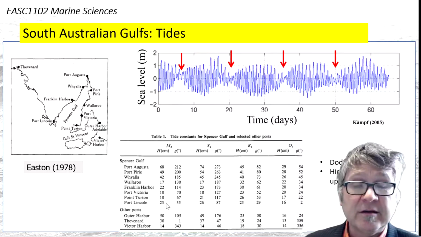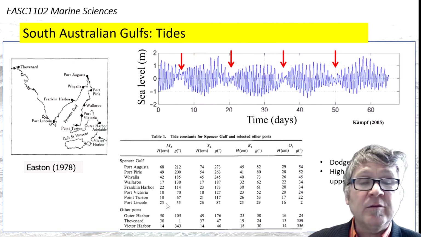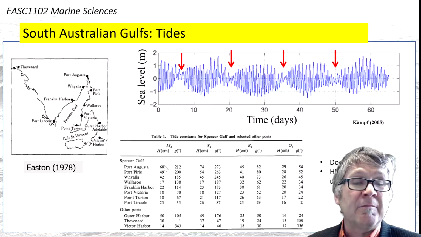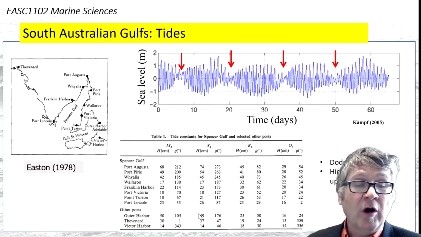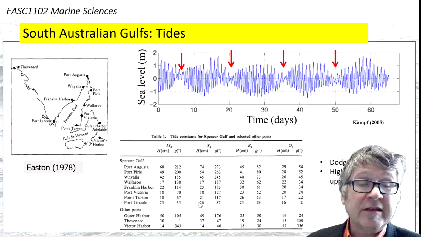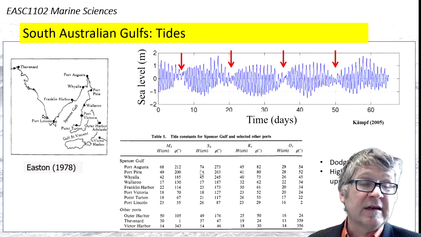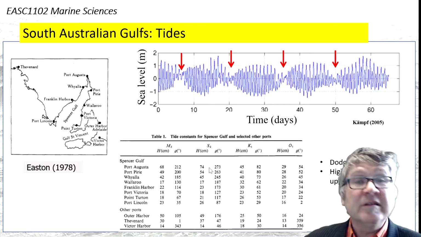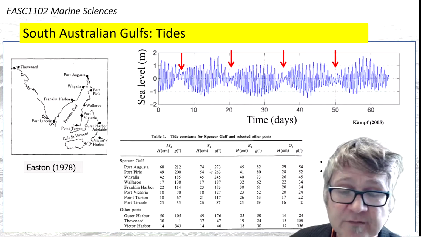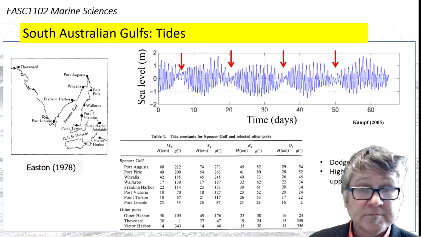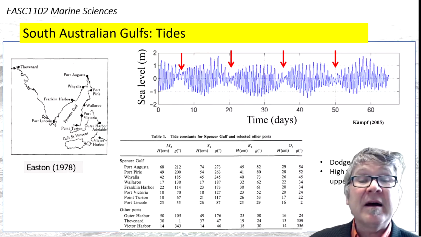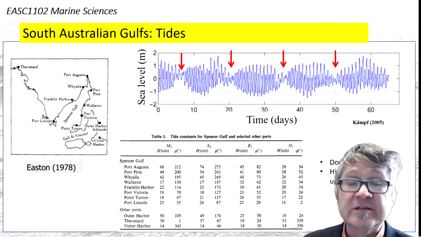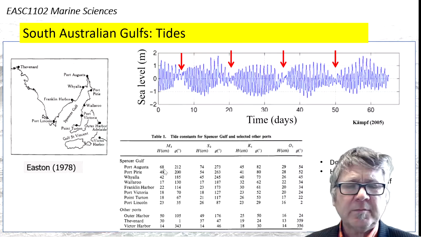And one feature that you can see is, as you move up into the top of Spencer Gulf, you actually have an amplification of each of these tidal constituents, getting a higher amplitude. And this is due to the resonant feature. Okay, the resonance. Okay. You get a much higher tidal range in the upper reaches of Spencer Gulf.